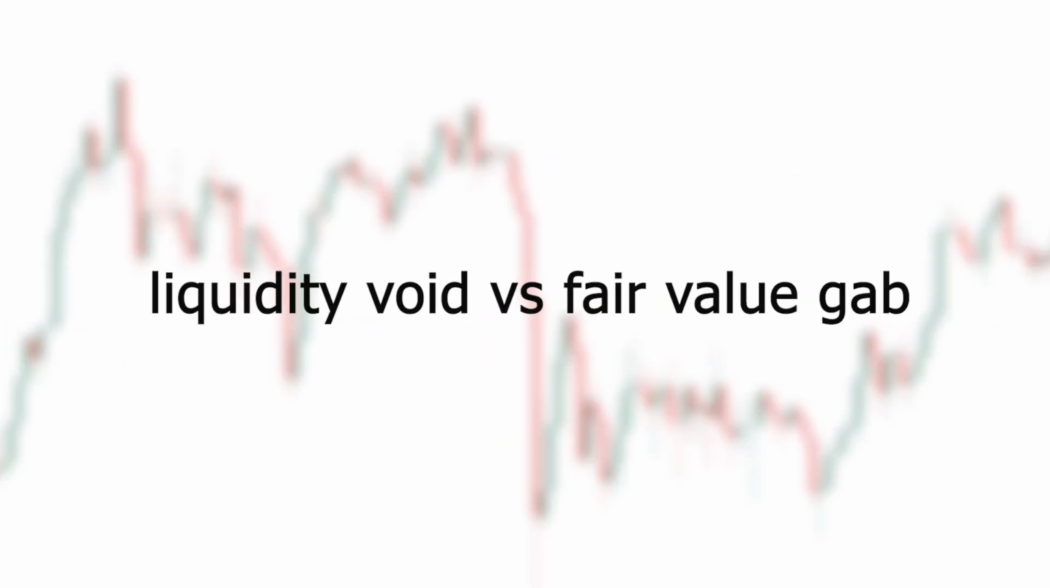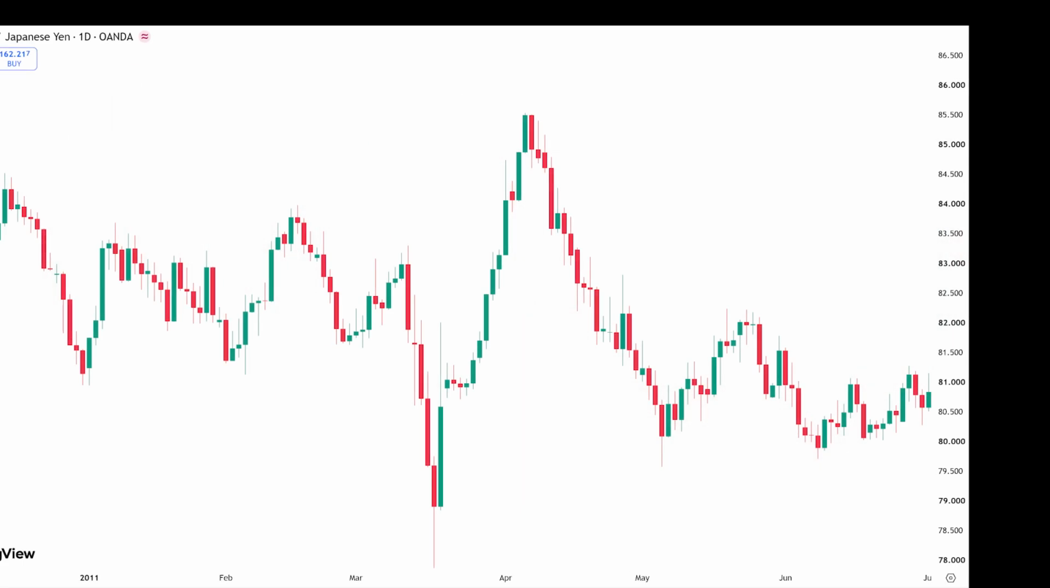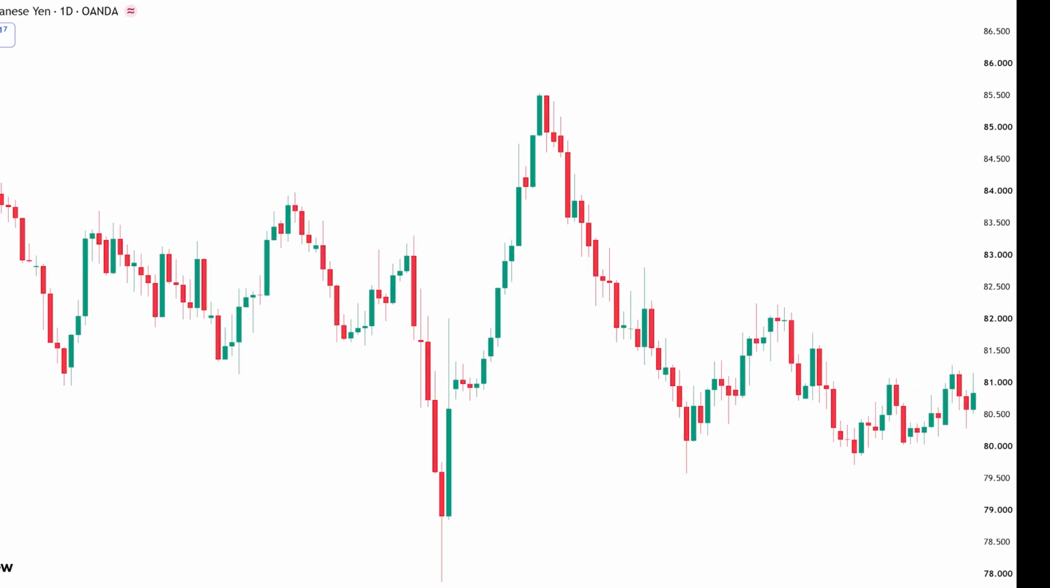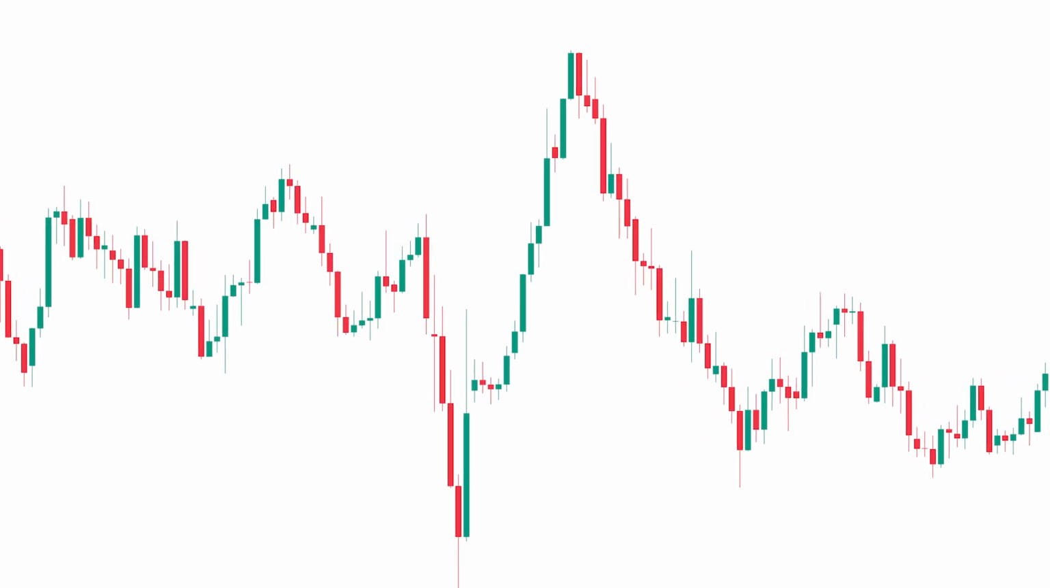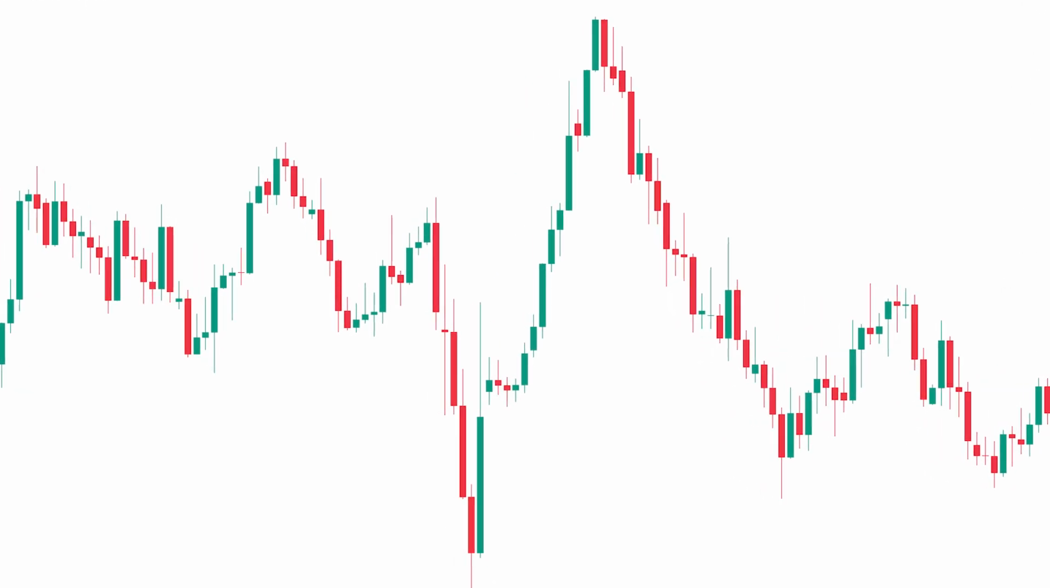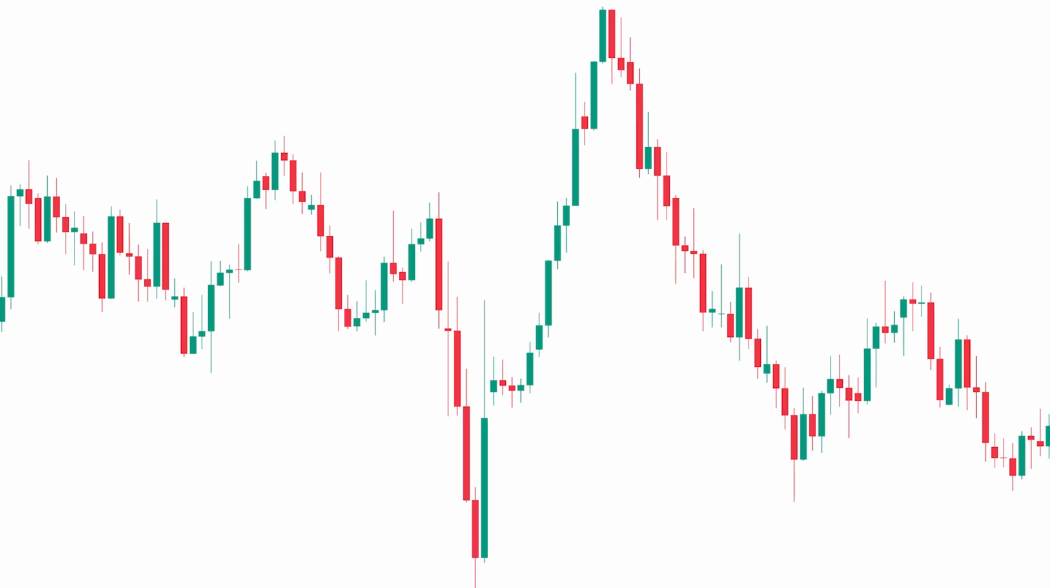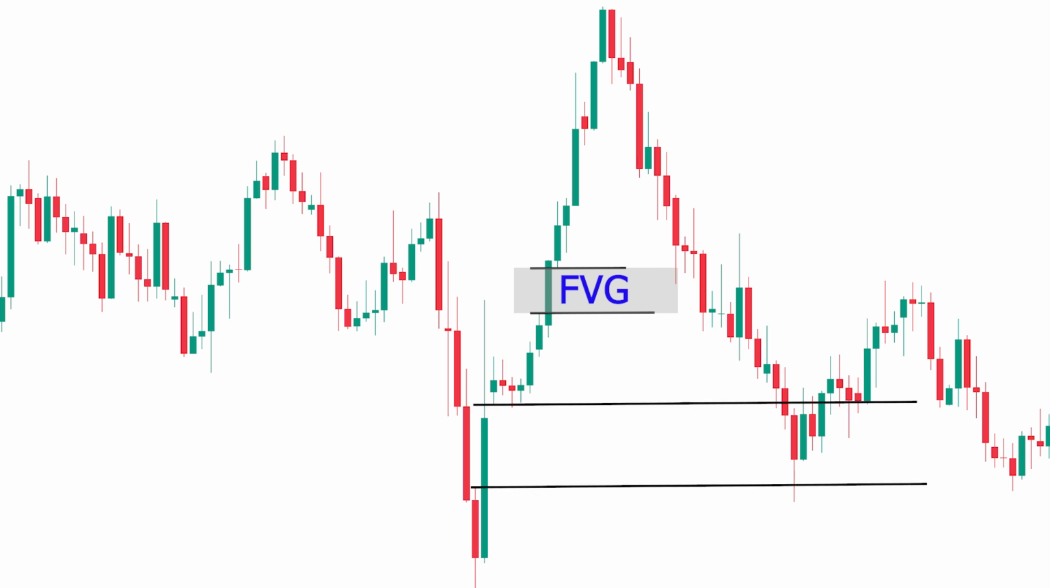Liquidity void versus fair value gap. Now, let's clear up one of the biggest misconceptions. Many traders use the terms liquidity void and fair value gap as if they mean the same thing. They don't. A fair value gap is a specific price imbalance that forms between three candles. It has a clear structure and specific rules.